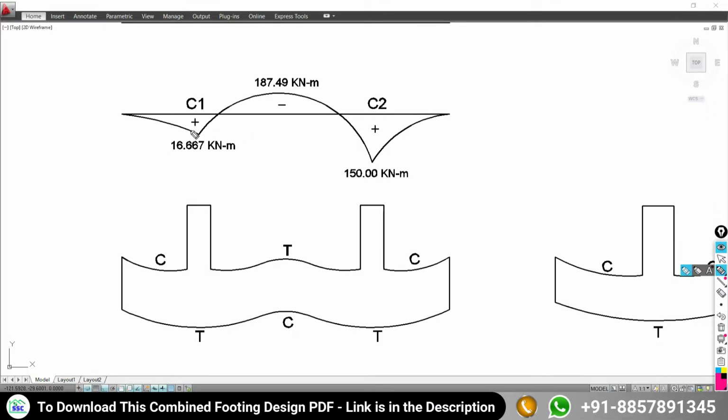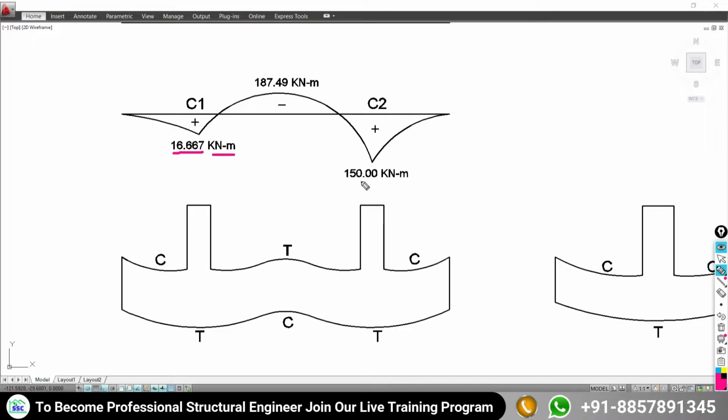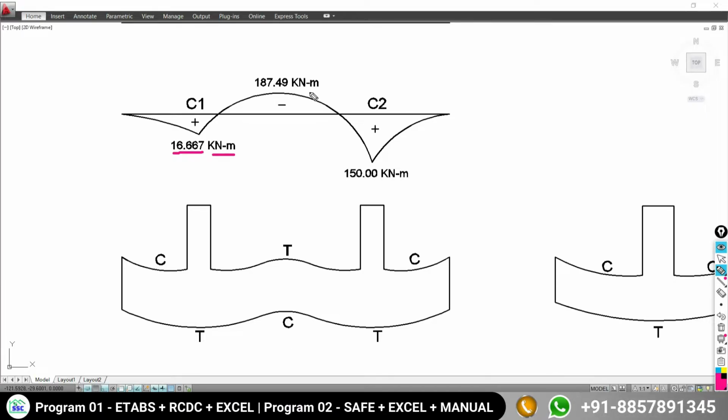After the analysis, we are getting the bending moment under the column C1 as 16.667 kilonewton meter, and under the column C2 we are getting the value of moment as 150 kilonewton meter. So these two values are positive moments, and here in between C1 and C2 we are getting the bending moment as 187.49 kilonewton meter. So this is actually the negative moment. So this bending moment diagram is very important to understand the position of the reinforcement.